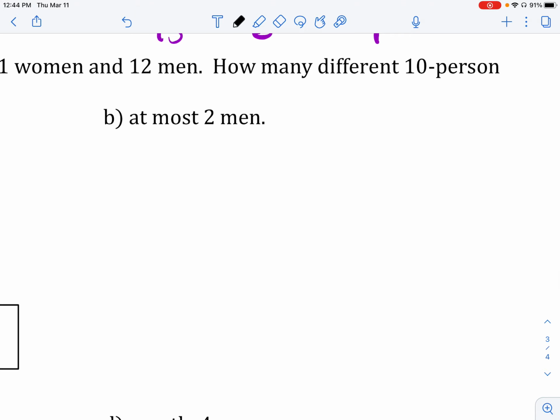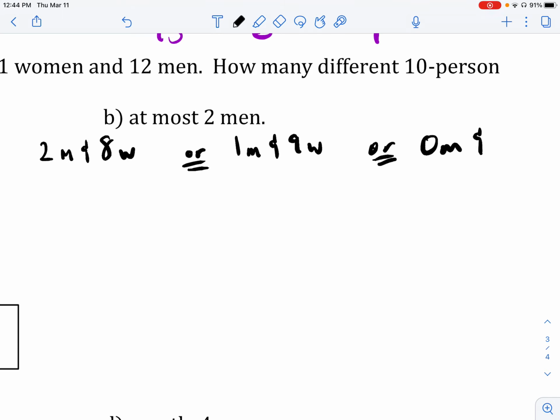What you could have is, and I'm just going to abbreviate here, 2 men and 8 women comprising your 10-person committee. Or you could have 1 man and 9 women, because the problem said at most 2 men. Or you could also have 0 men and 10 women. The problem just asks for at most 2 men, so we want to consider all 3 scenarios here. So let's go through and calculate each one.